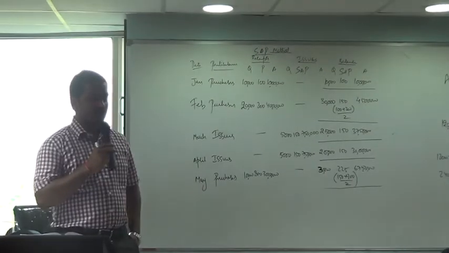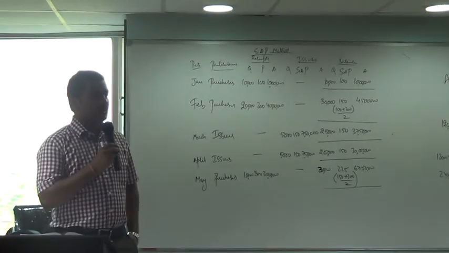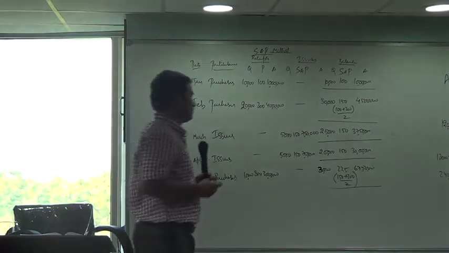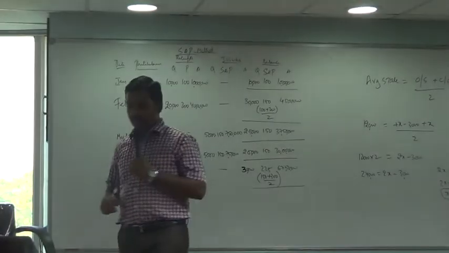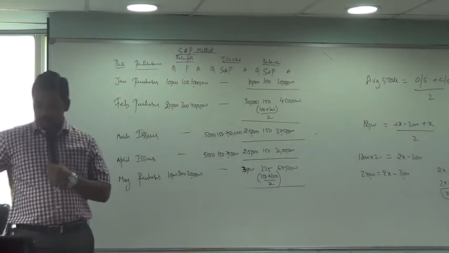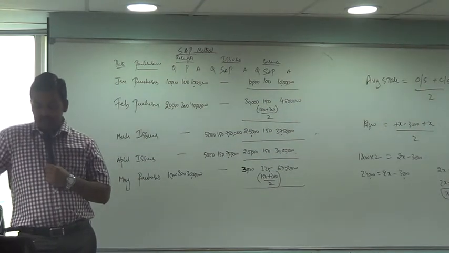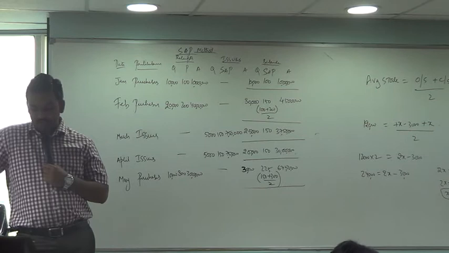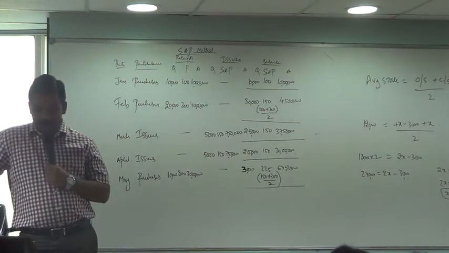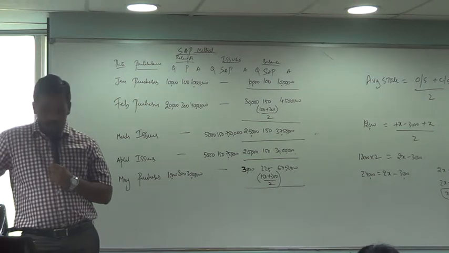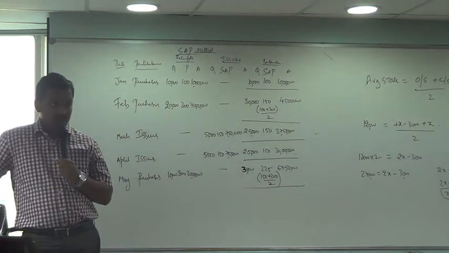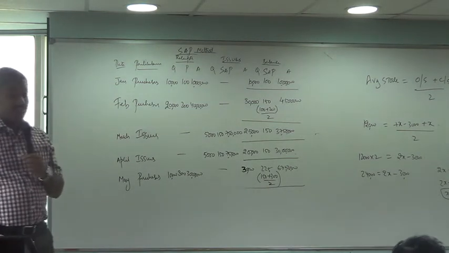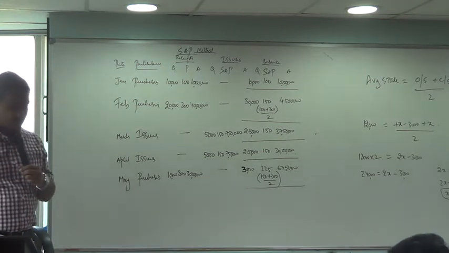Read problem number 6. Books of T Limited. Reveal the following information. Opening inventory 6 lakhs. Purchases during the year 34 lakh. Sales during the year 48 lakh. So you are given opening stock data, purchases data, sales data. This information is definitely useful for preparing a trading account.